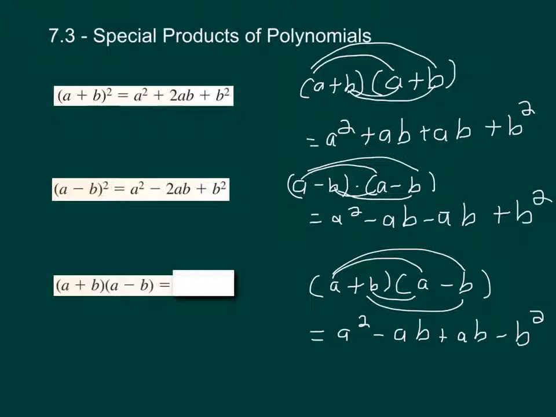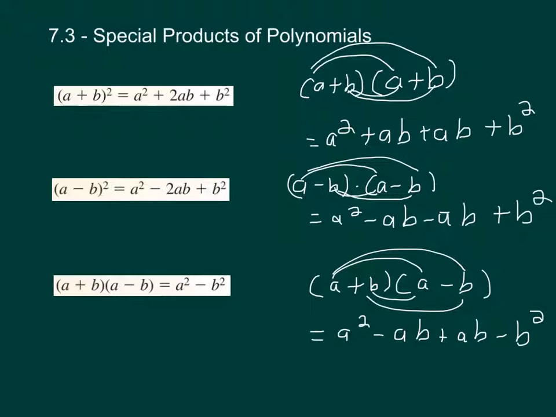For the third time in a row, my middle terms are going to combine, but this time they cancel out as opposed to combining to make a coefficient of 2. Since the coefficient is 0, I don't even need to write it when I write in my final answer, which is a squared minus b squared.